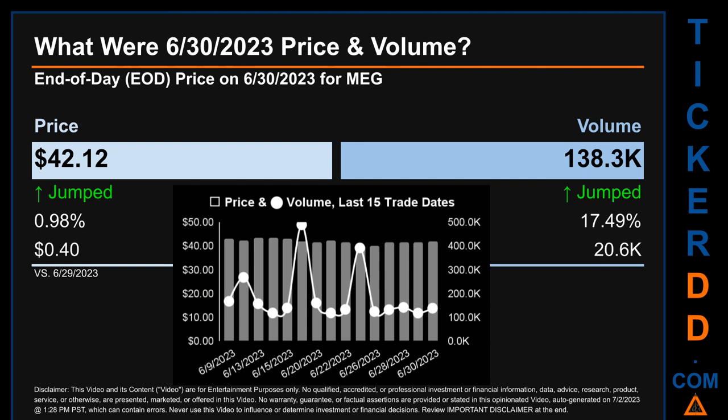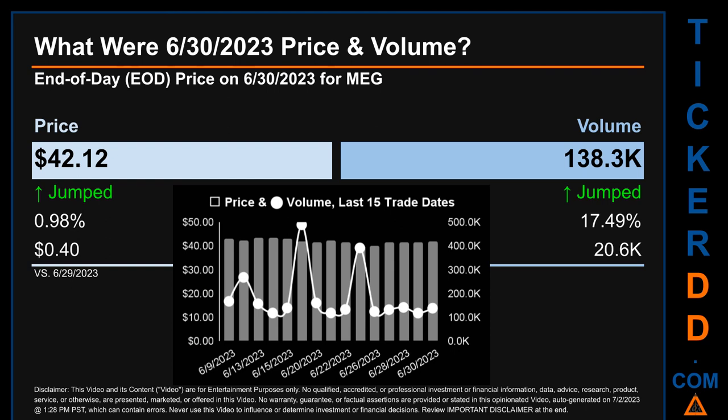What was end-of-day price and volume for MEG? On Friday, June 30, 2023, MEG had an end-of-day price of $42.12 and volume of about 138.3 thousand. Compared to the previous trading day, the price jumped 0.98%, gaining 40 cents, while volume jumped 17.49%, increasing about 20.6 thousand. The graph shows price and volume for the last 15 trade dates.